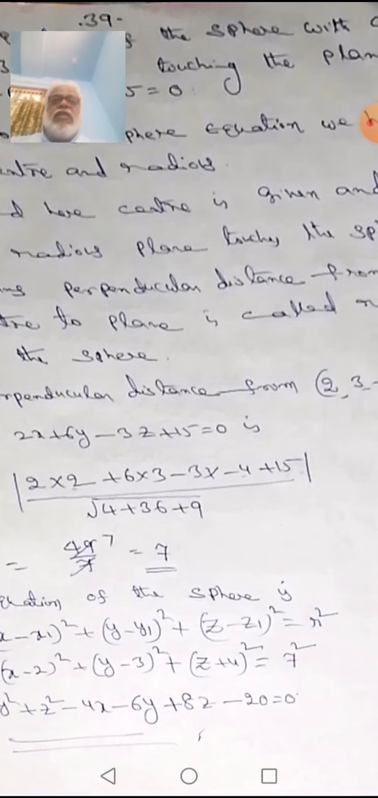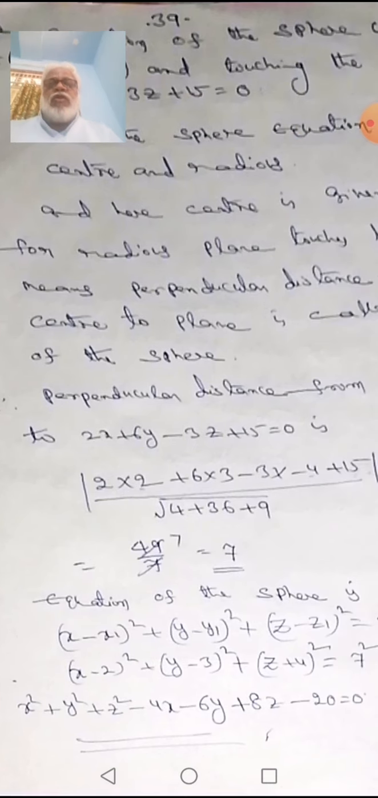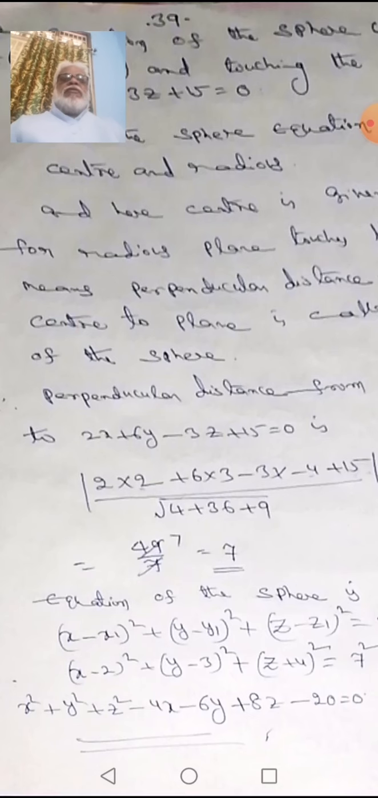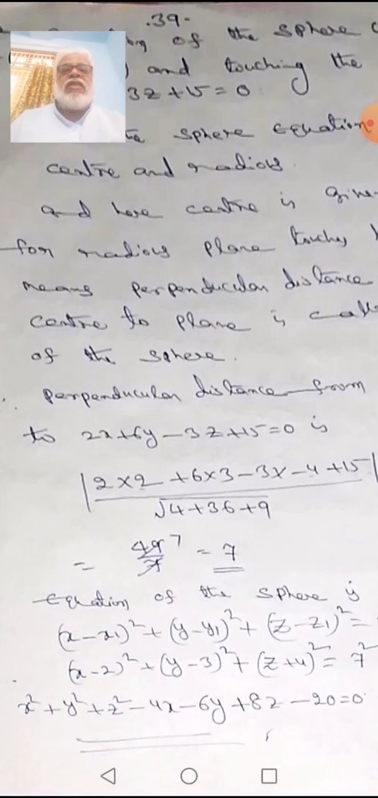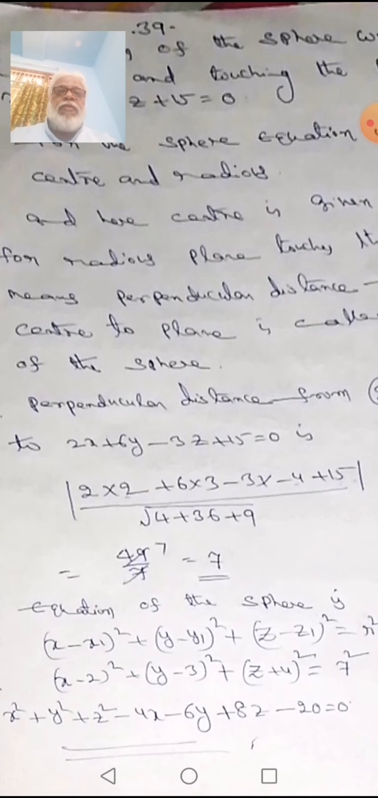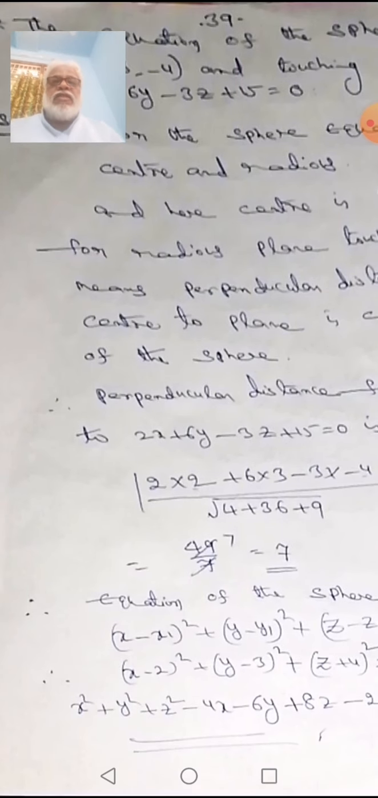Therefore, find the perpendicular distance from (2, 3, -4) to the plane 2x + 6y - 3z + 15 = 0. When a point and a plane are given, the distance between them is called the perpendicular distance.